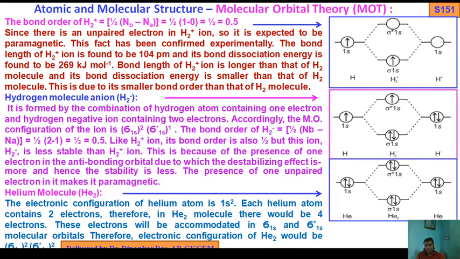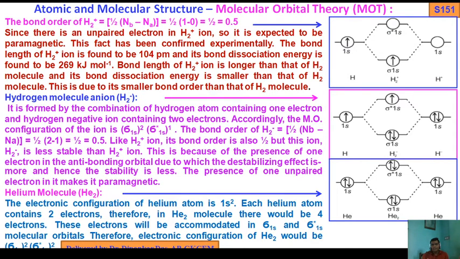But if you talk about the stability among H2 plus and H2 minus, this is a very good question. The stability order: H2 plus, H2 minus. In case of H2 minus, as an electron goes to the antibonding MO, which is destabilized, there is a greater destabilizing effect, and hence stability is less. And due to the presence of an unpaired electron, it is paramagnetic.